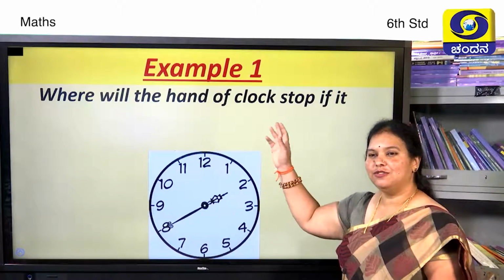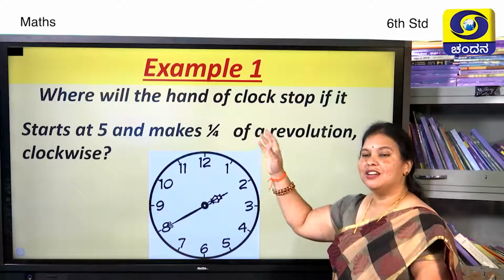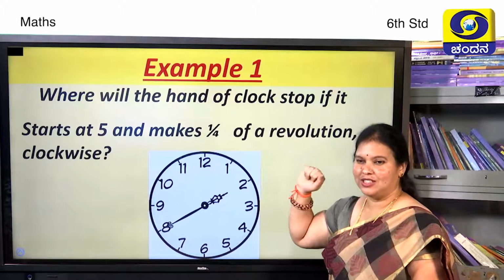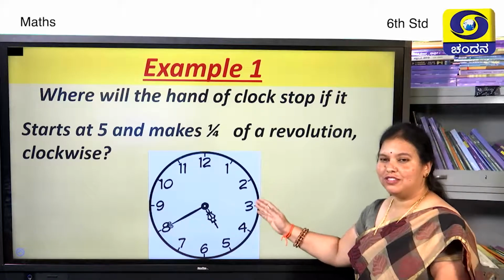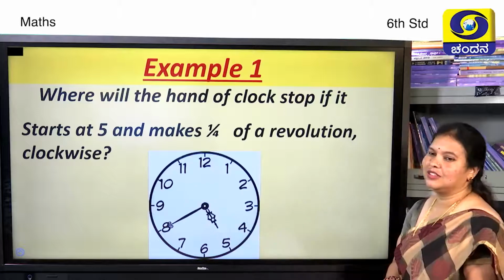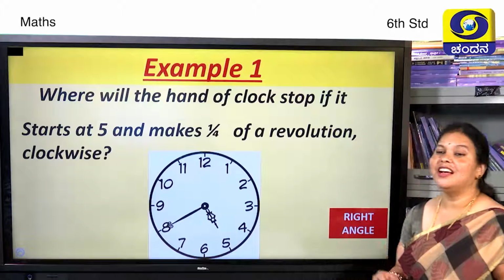Where will the hand of the clock stop if it starts at 5 and makes 1/4 of a revolution clockwise? See, it starts at 5 and makes 1/4 of a revolution clockwise. Now tell me the angle formed between these two. Yes, it is a right angle.